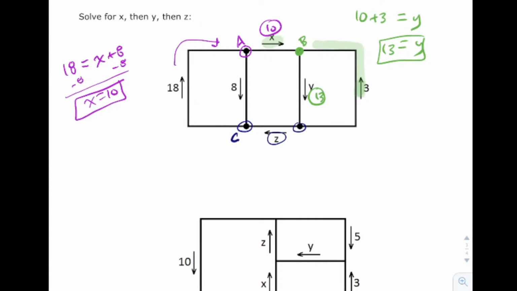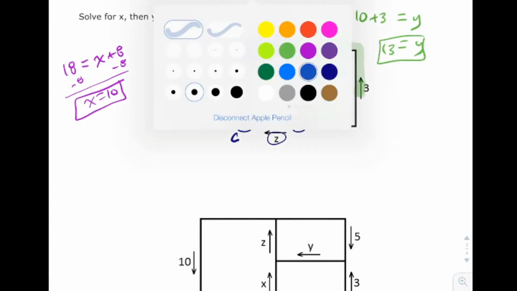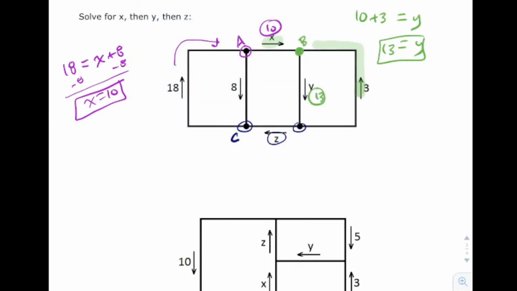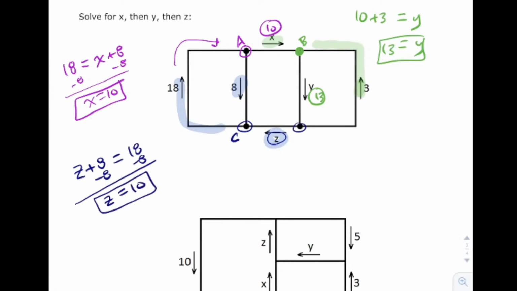So what goes into junction C? Well, this Z current is coming into junction C. Oh my gosh, tongue twister. And this 8 is coming into junction C. So that's what's going in. What's going out? Well, see, this is leaving, right? The 18's leaving. So that goes on the other side. And so you subtract 8 on both sides. And you very quickly get 18 minus 8. Z is also 10. So X was 10, but guess what? Z is also 10. And now I'm going to show you something interesting.